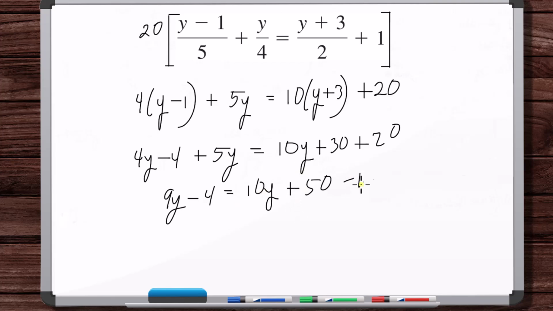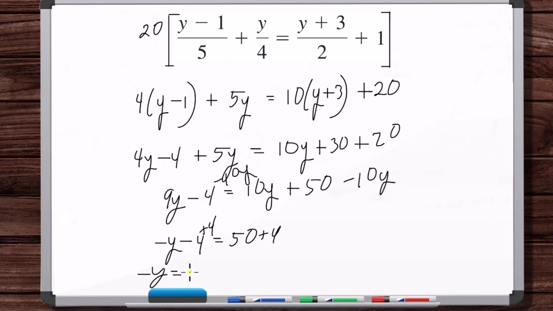Okay, we can subtract 10y from both sides. We get minus y minus 4 is equal to 50. Okay, let's see, plus 4, plus 4. So minus y is equal to 54. Multiply both sides by minus 1. And we've got y is equal to minus 54.